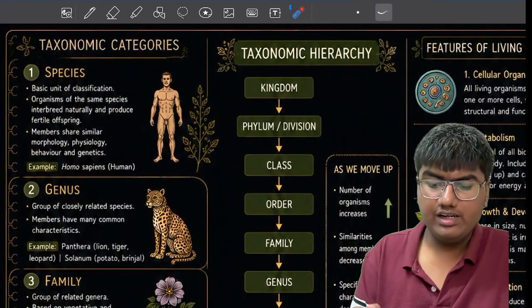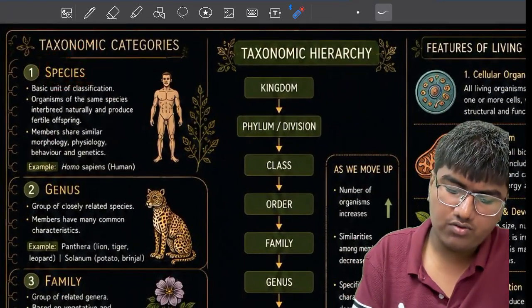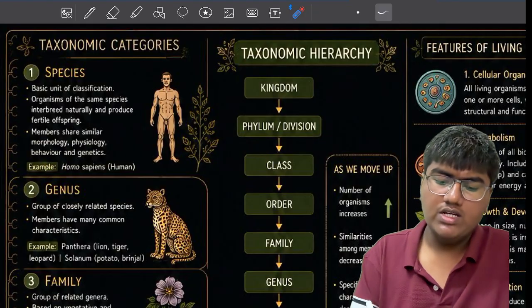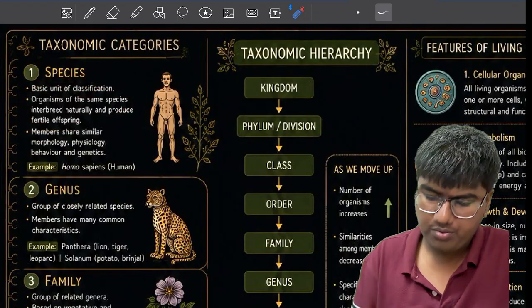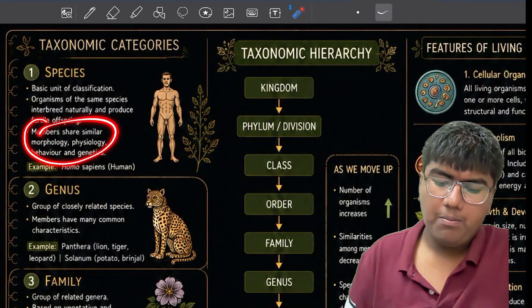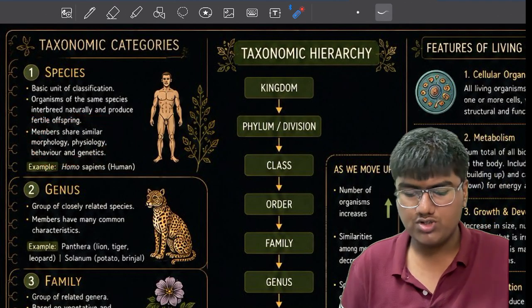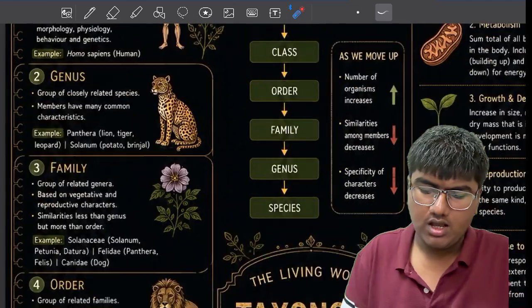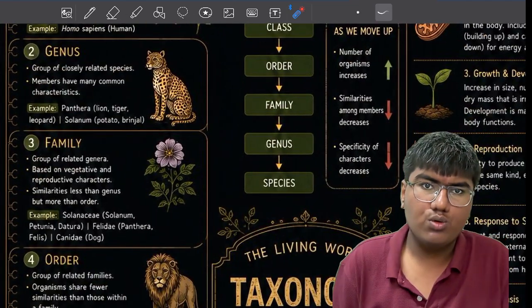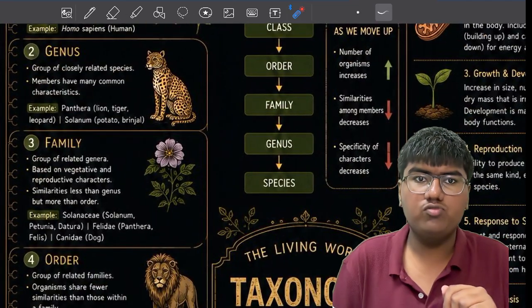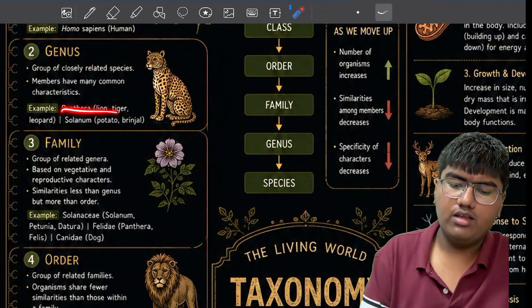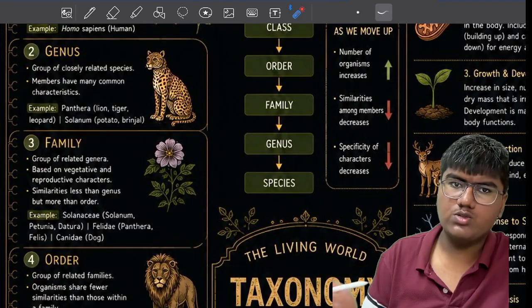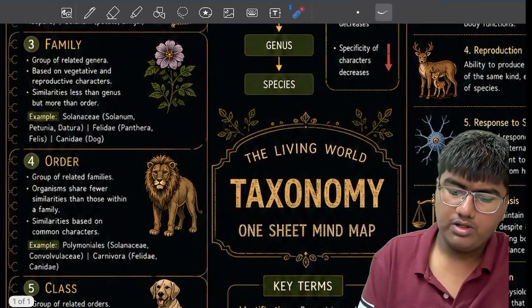Now let's see in detail. Species is the basic unit of classification. Organisms of the same species can interbreed naturally and produce fertile offspring. Members share similar morphology, physiology, and behavior. Example: sapiens. Genus is a group of closely related species. Members have many common characteristics. Panthera includes lion, tiger, and leopard, and Solanum includes potato and brinjal.